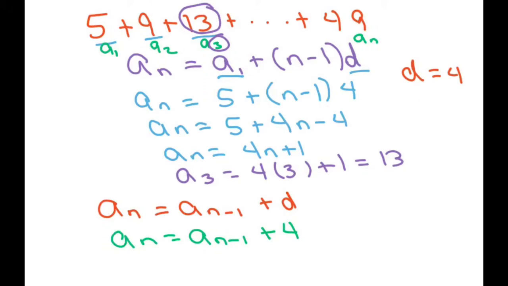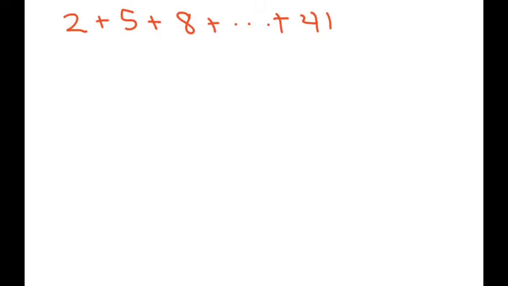And if we want to plug that in, let's try a sub 3 again. A sub 3 is your previous term. Your previous term is a sub 2, which is going to be 9 plus 4, and that gives you your 13. So that's the difference between the two. If you want, we can quickly do another one, or if you get it, you can just stop. But I have another one here.